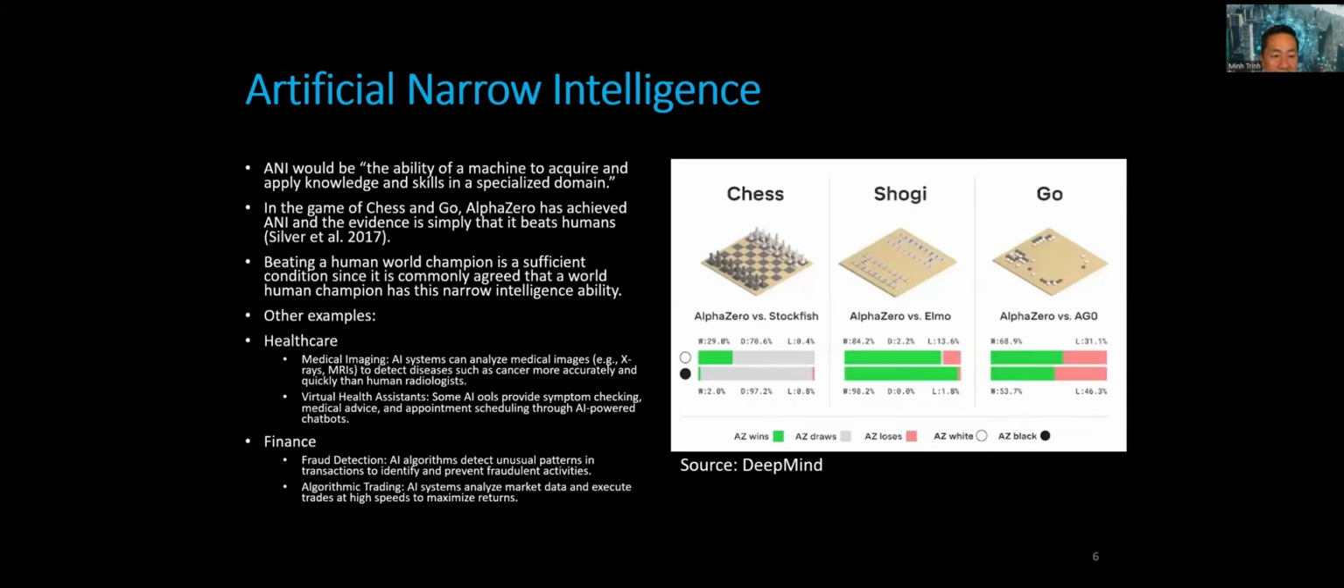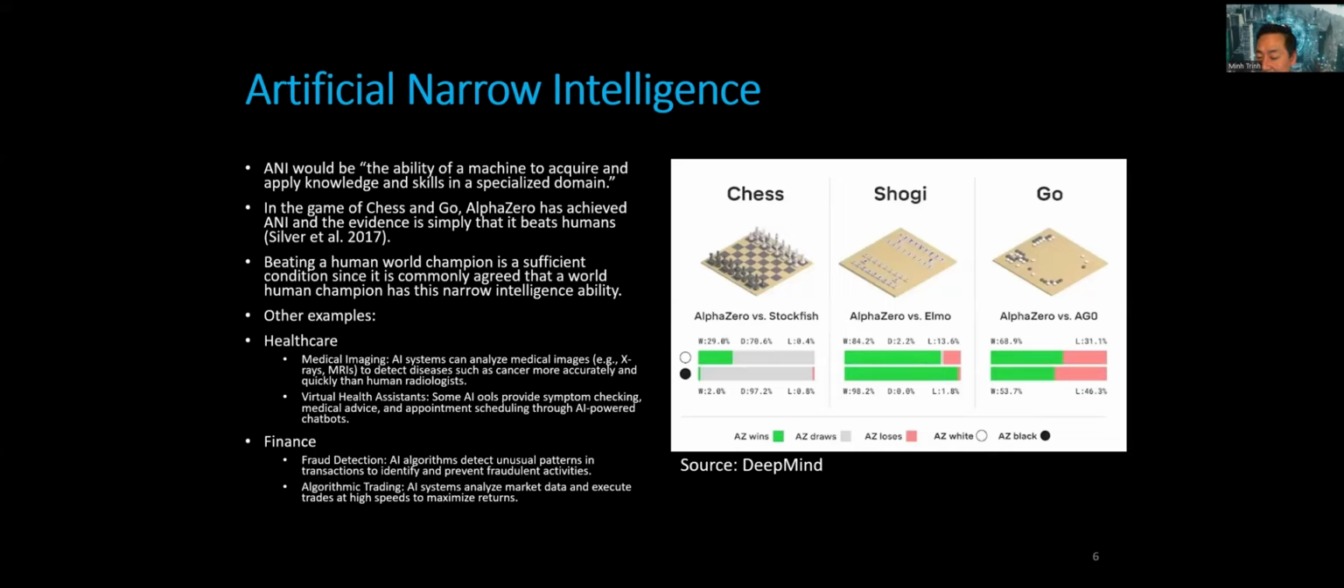ANI is artificial narrow intelligence. As we said in the intro, it is the ability of a machine to acquire and apply knowledge and skills in a specialized domain. We mentioned the game of chess and Go. We talked about AlphaGo. The next iteration was AlphaZero, which was also able to play across three board games: chess, shogi, and Go. And they could beat humans.